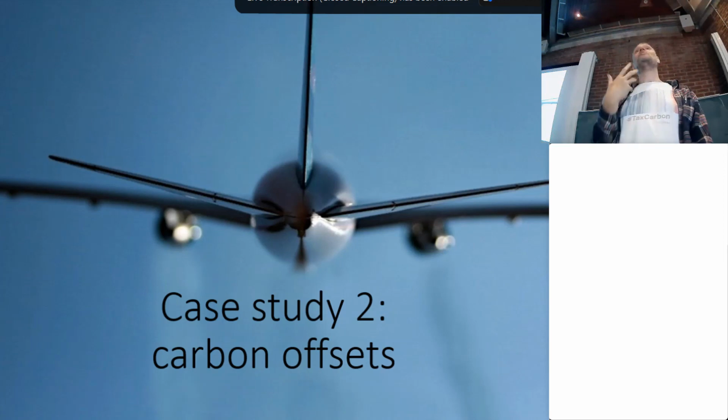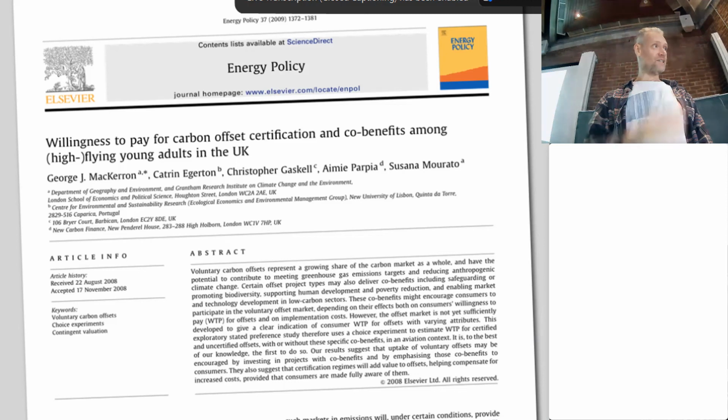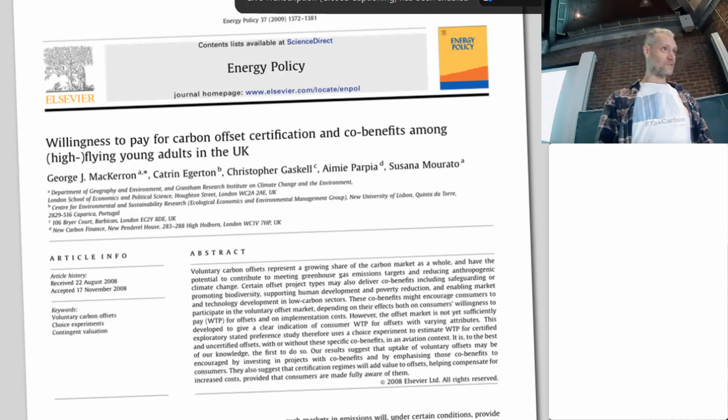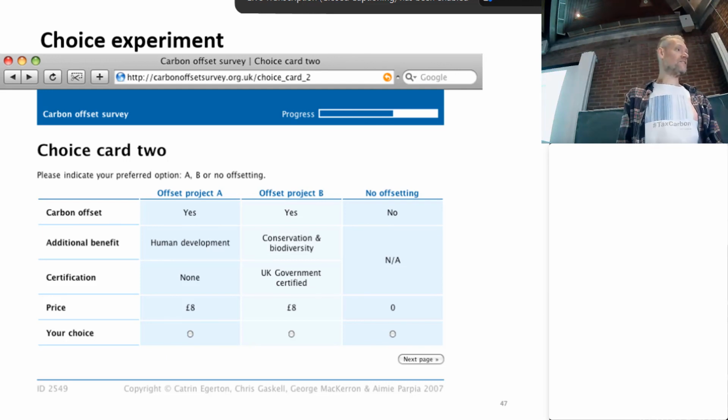And that is about people's willingness to pay to offset the CO2 emitted when they choose to take a flight. This is a study that was done by the guy who used to teach this course, George McCarran, as part of his PhD, and published now 12 years ago. And it was a choice experiment, and it looked something like this.